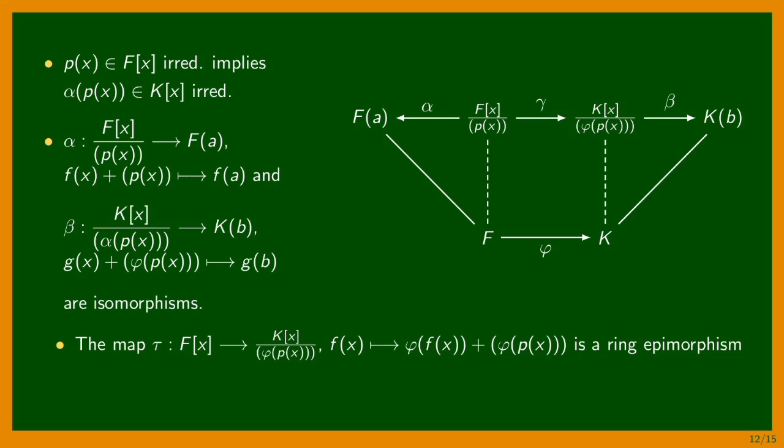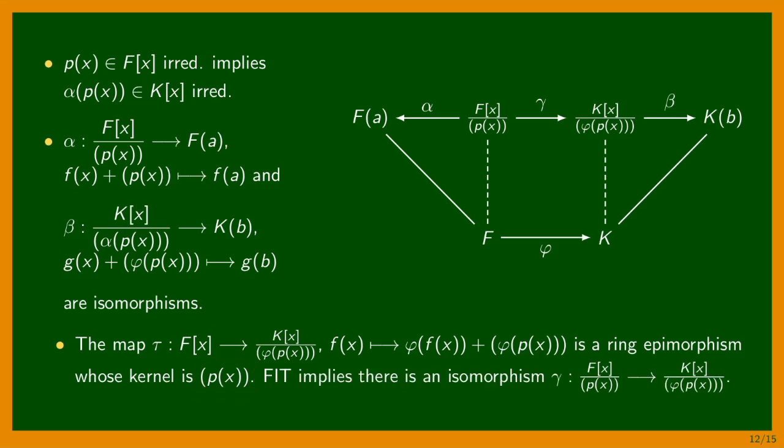Alright. Kasi ito nasa K square bracket x to, di ba? Okay, yun yung mga details na hindi ko na ipapakita, na ring epimorphism. Ang kernel nito, you can check, is the ideal generated by P of x. Hence, by the fundamental isomorphism theorem, isomorphic yung F square bracket x modulo the kernel dun sa image. Ito yung image. Kaya meron kang makikitang isomorphism from here to there. Tawagin mong gamma yun.